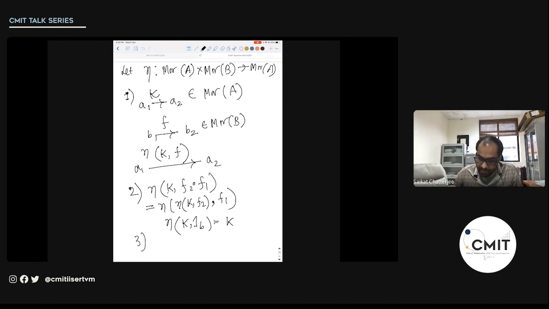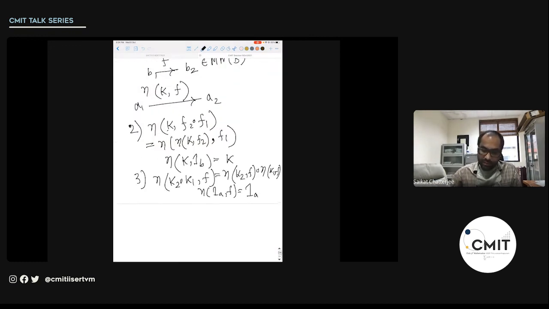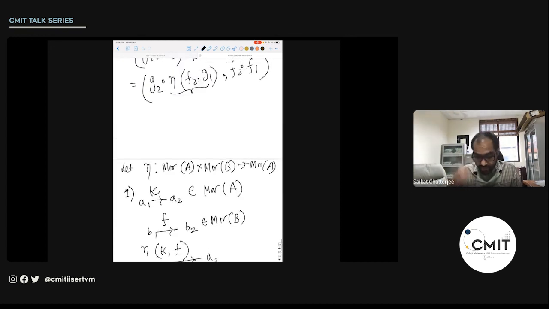And the third condition is that if you have K2 compose K1, F is the same as, and eta 1F is 1A. Okay, fine. So all that is, suppose I am given such an eta, then what happens?